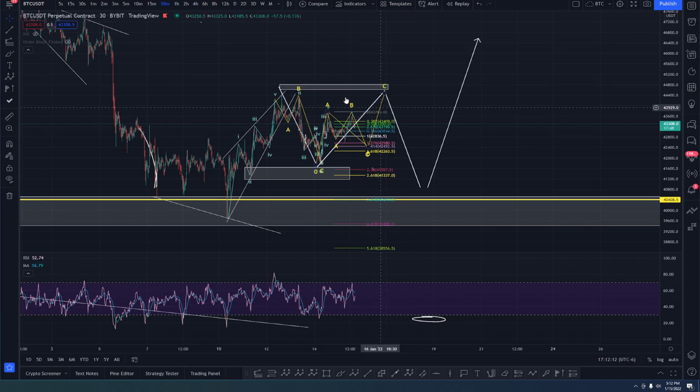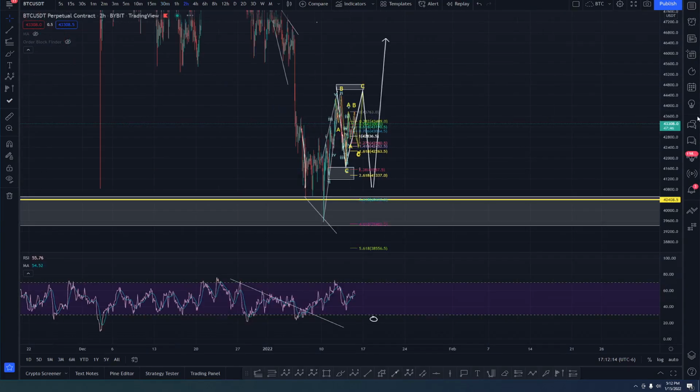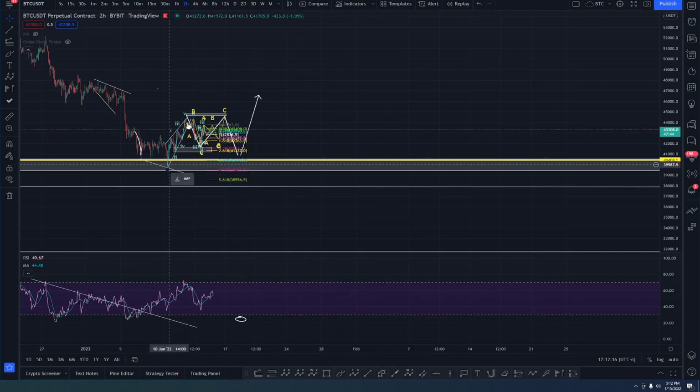But overall, just to be simple here, on the higher time frame we've got an impulse off the bottom. We're looking for this white three-way, some kind of a three-way move, okay, to correct that, and then give us another continuation to the upside. Now, this gets invalidated.